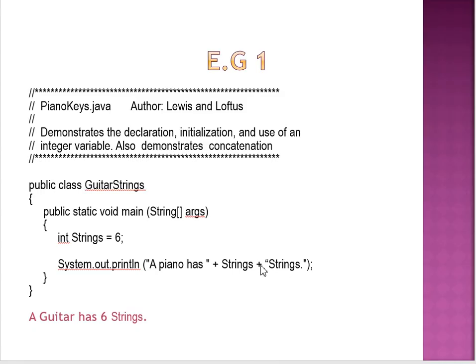Then we proceed to adding the string. If you noticed, it's in double quotation marks, so this is going to be printed exactly the way it appears. So the result will be a sentence: a guitar has 6 strings. The value that was assigned is the value that is going to be printed. So in this program, we have demonstrated the declaration and the initialization, as well as printing the value from the variable.